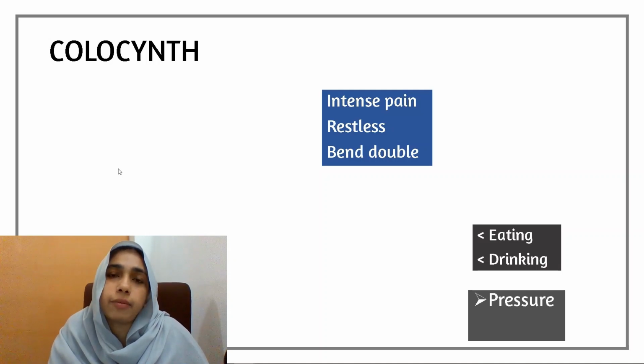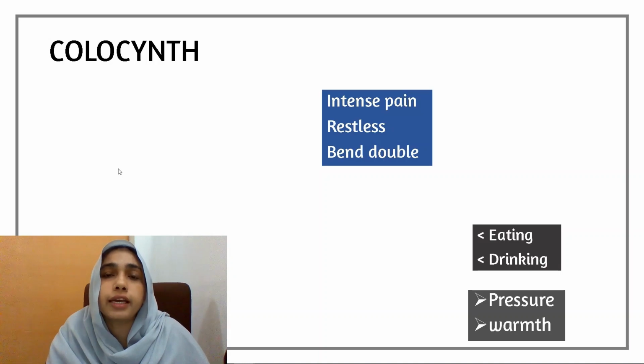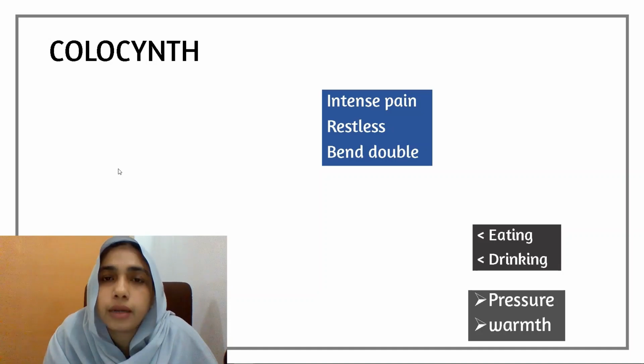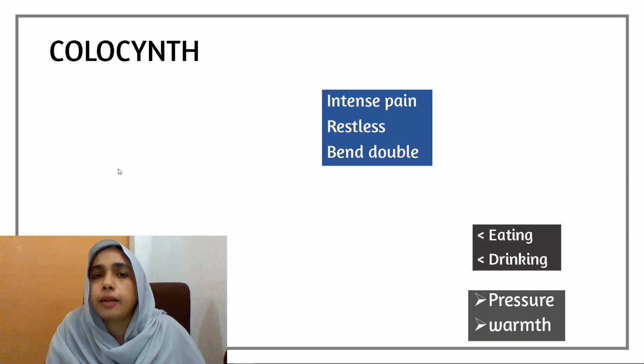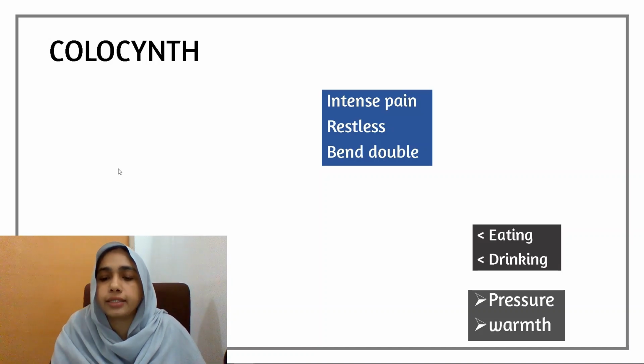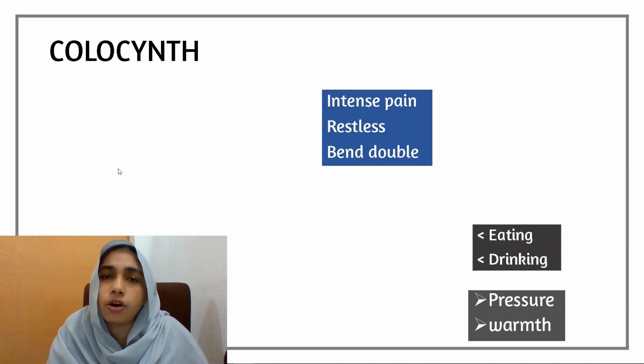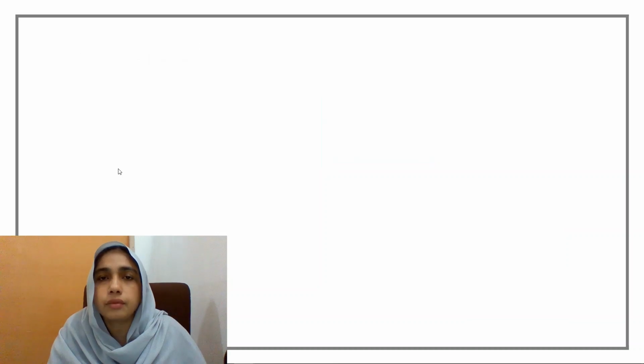And what else gives amelioration to the patient? Warmth gives amelioration. So you can find sometimes the patients pressing something hot against the abdomen. Maybe they'll be pressing a hot water bottle against the abdomen. They'll be sitting, bending double, in a bent position. They'll be restless, they cannot control the pain, and they want to press something warm against their abdomen. They will not eat or drink during the pain.